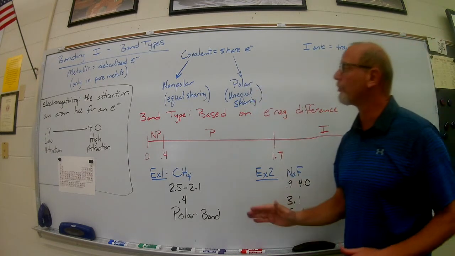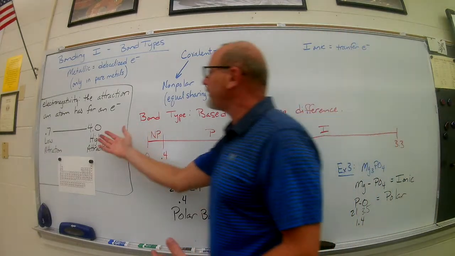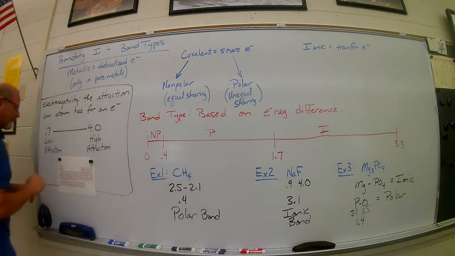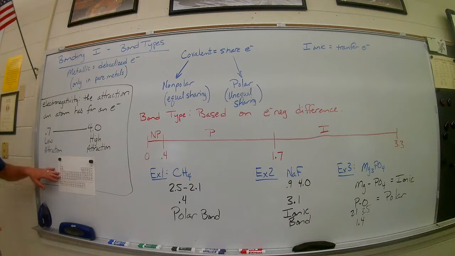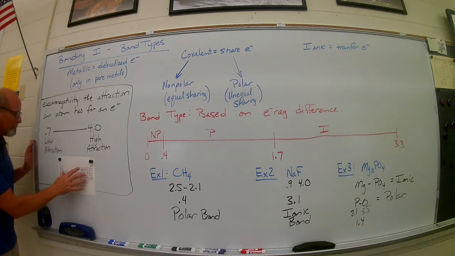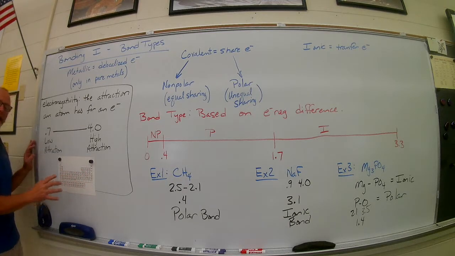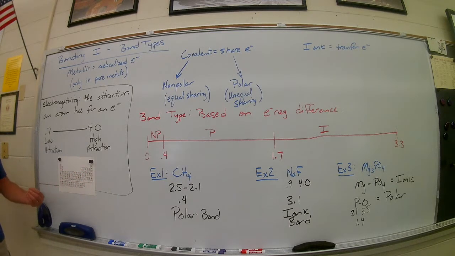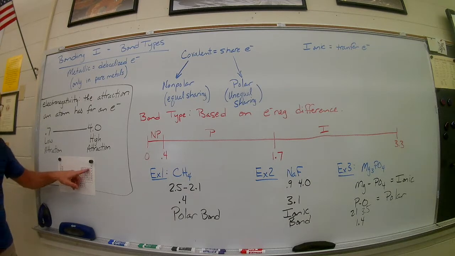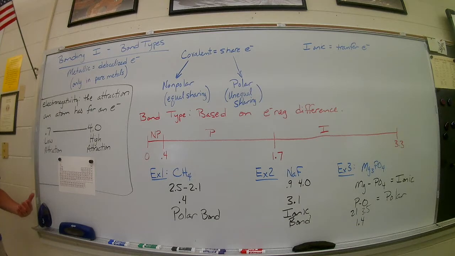So how do we determine what type of bond it is? Well, we need to have this electronegativity scale. These values are always provided, and they are the general attraction that an atom has for an electron. That's what electronegativity is. We go from very low values of 0.7 in the lower left-hand corner, all the way up to very high values, with 4.0 being the highest attraction.